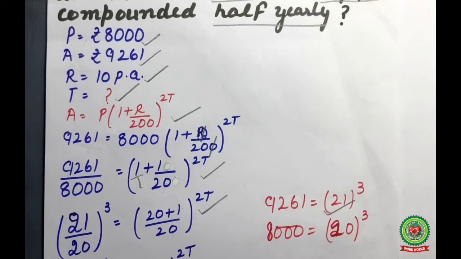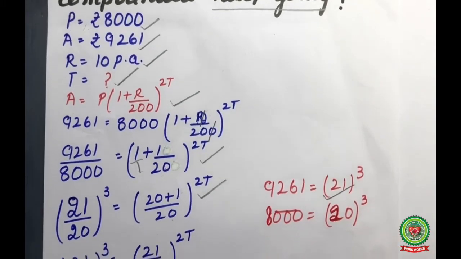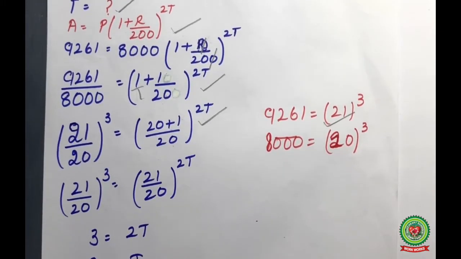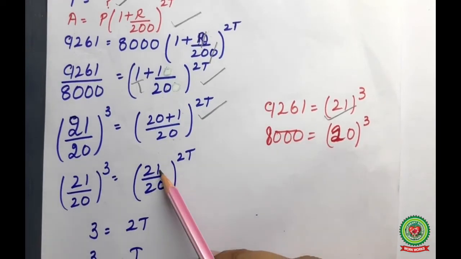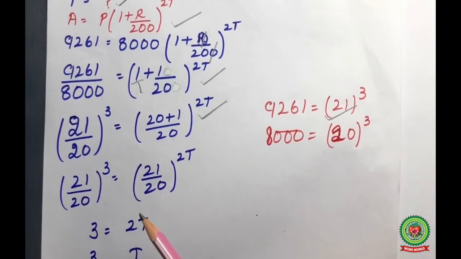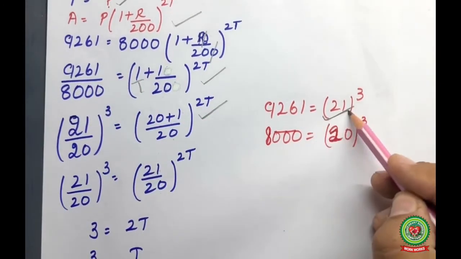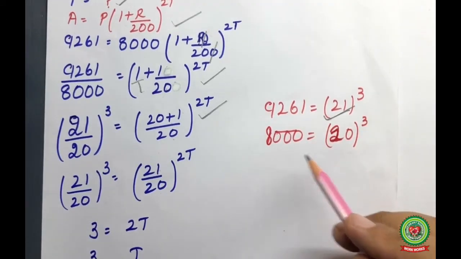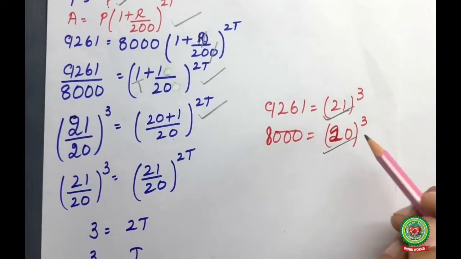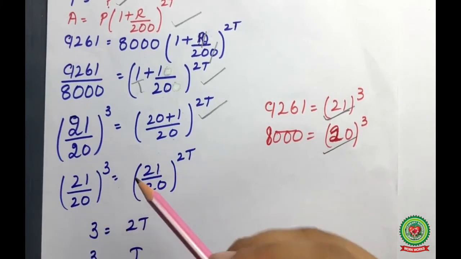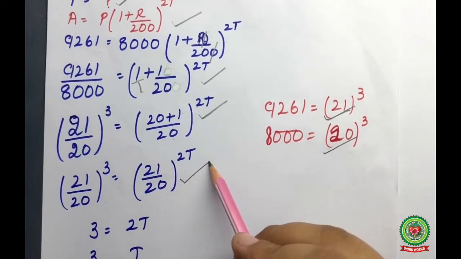Now students, as we have already discussed, to find time, we need to make the bases same. Now on the right hand side, we have the base as 21 upon 20. So on the left hand side also, we are going to make the base as 21 upon 20. And we know that 9,261 is a cube of 21 and 8,000 is a cube of 20. So we have written 21 upon 20 whole cube is equal to 21 upon 20 raised to power 2t.